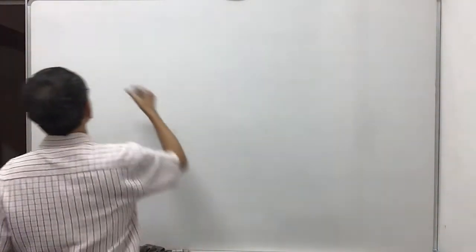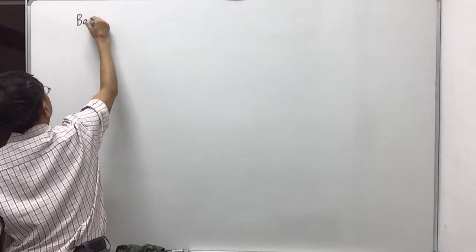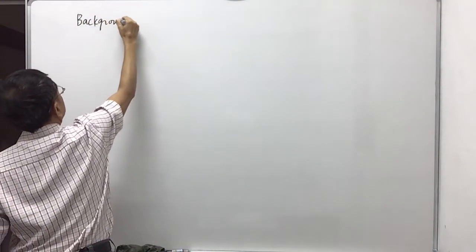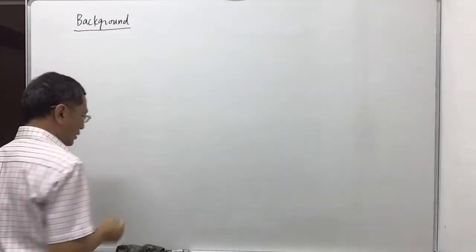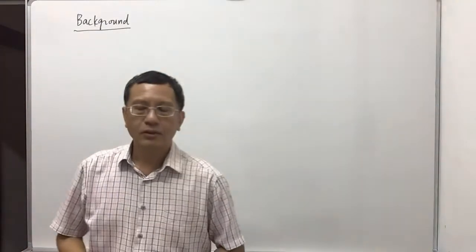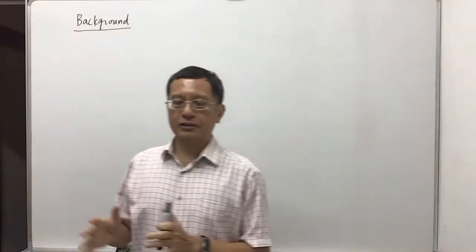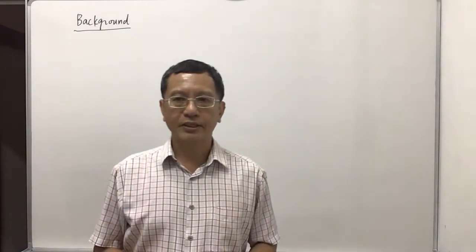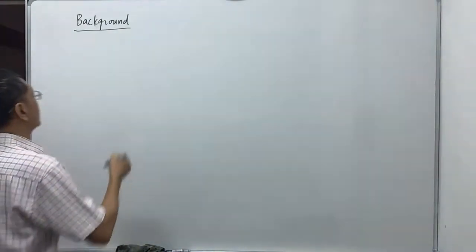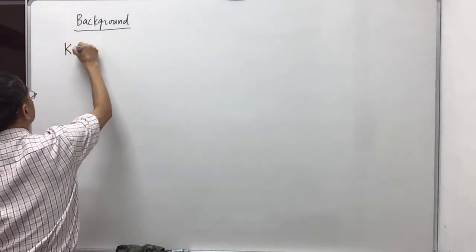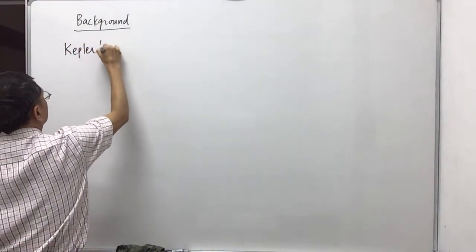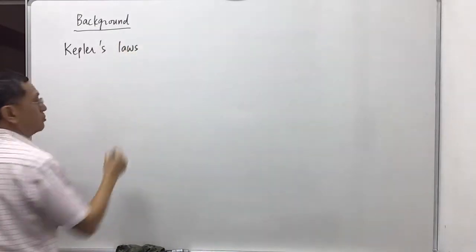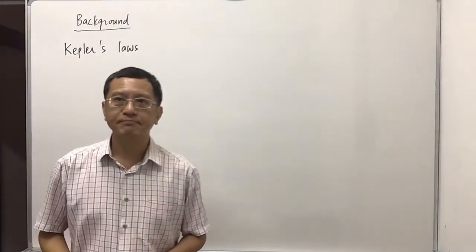All right, the background is that Newton based his laws of gravitation on the discoveries of Kepler. So we're going to talk about Kepler's laws. Now Kepler gave us three laws about the motion of planets around the sun.